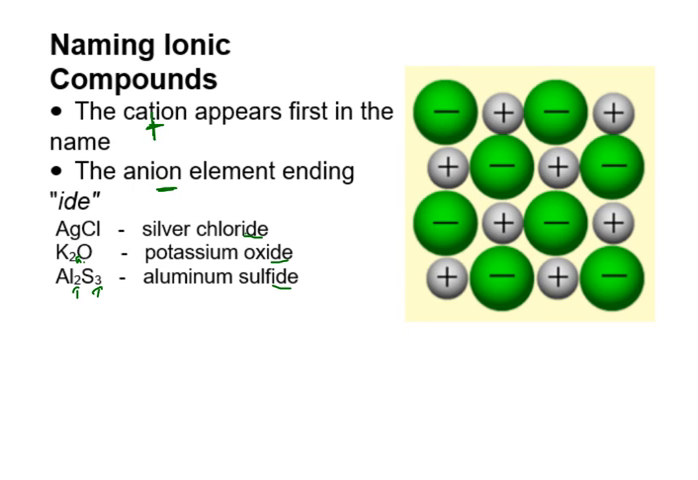How many potassiums did I need? Yeah, that's why there's this little 2 down here in the corner, right? And how many oxygens did I need? 1, which is why I didn't bother writing the 1, because I'm lazy. Right? That makes sense? Let's try one more.